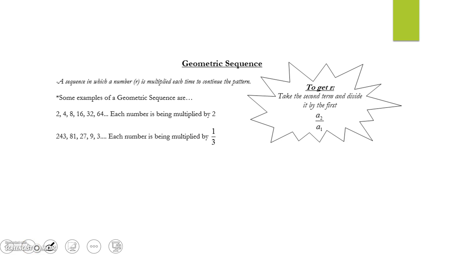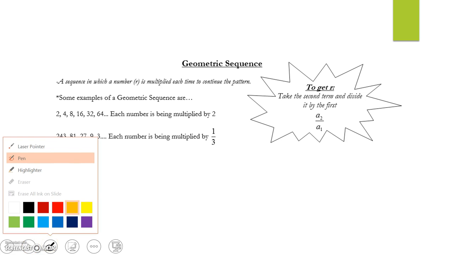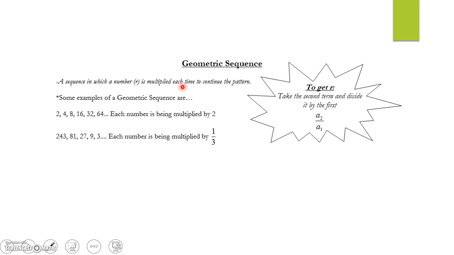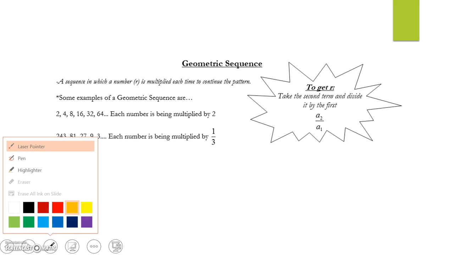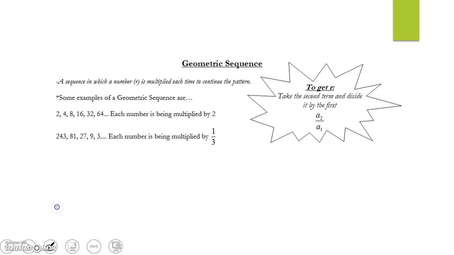The second type of sequence is a geometric sequence. So that is a sequence in which a number is multiplied to continue the pattern. So it's a multiplying pattern. So an example of this would be 2, 4, 8. So this one we are multiplying by 2. 2 times 2 is 4. 4 times 2 is 8. 8 times 2 is 16, so on and so forth.